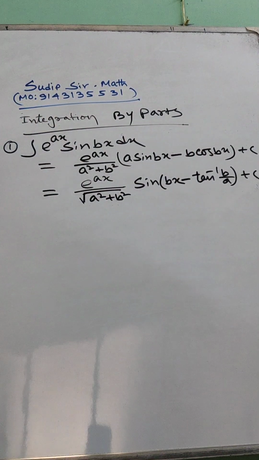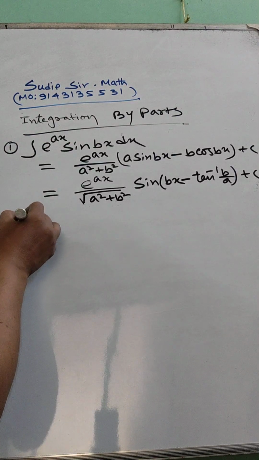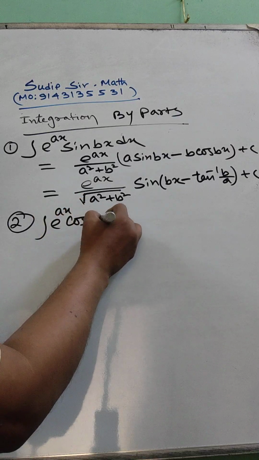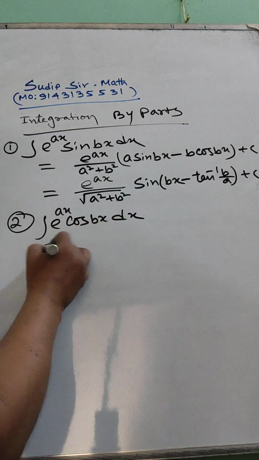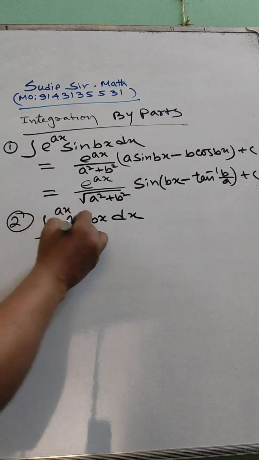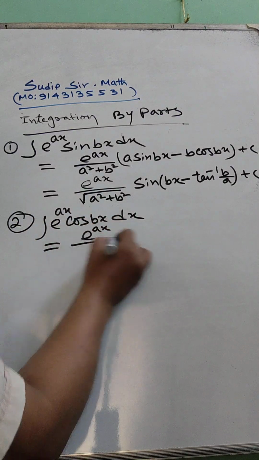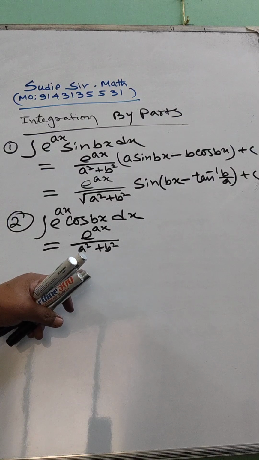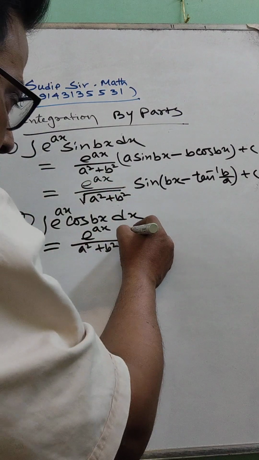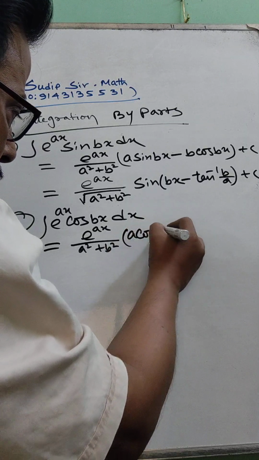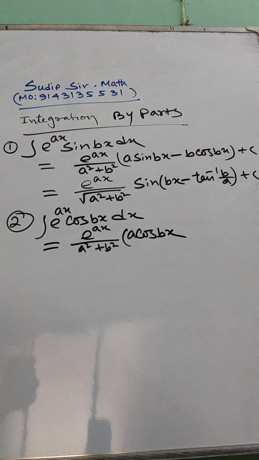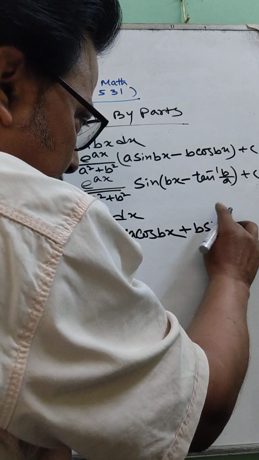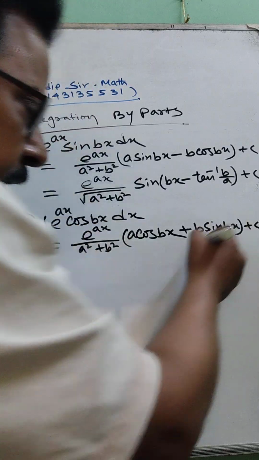And similar another formula you have to remember, number 2: integration of e to the power ax cos bx dx equals same type formula, e to the power ax by a square plus b square into a cos bx plus b sin bx plus c.